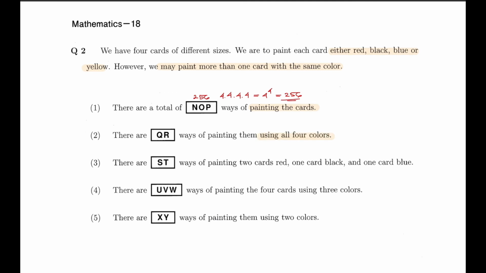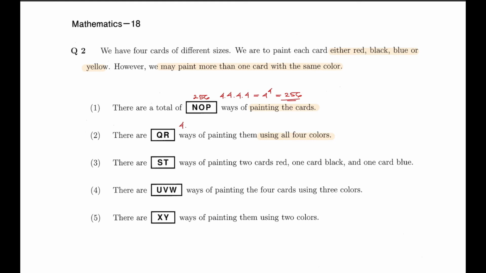So in this question, there is a restriction, which is we have to use all 4 colors. We have to use red, black, blue, and yellow. So let's think about, for the first card, I still have 4 possibilities or 4 options. Which color do I choose? So for the first card, I have 4 possibilities.